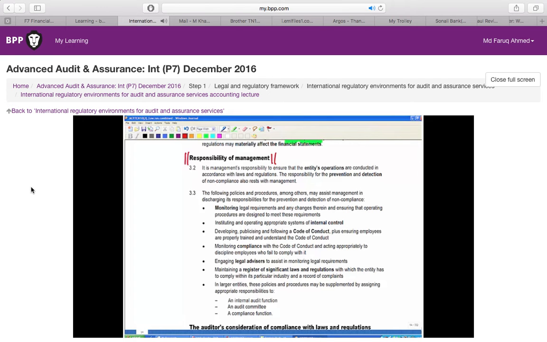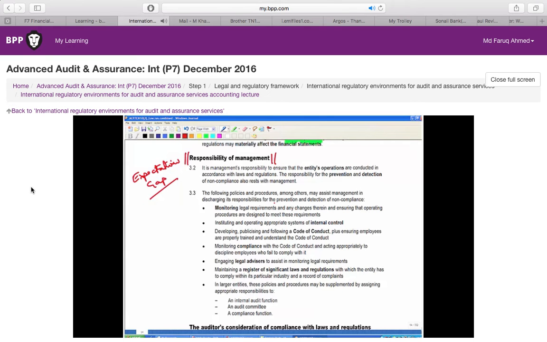And the good thing is that this clarifies it, especially in the context of what you're going to see later on when we talk about the expectations gap, the difference between what society believes auditors should do and what auditors actually should do. And this is a really good way of narrowing that gap. You can see from this section here, it is management's responsibility to ensure that the entity's operations are conducted in accordance with laws and regs, not the auditors. The responsibility for prevention and detection also rests with management.